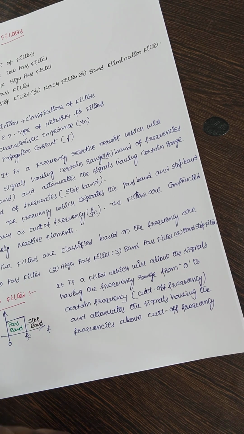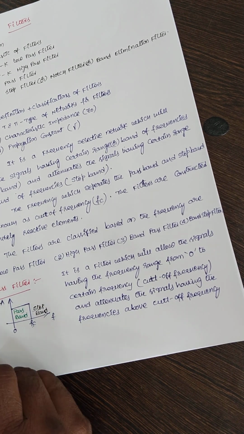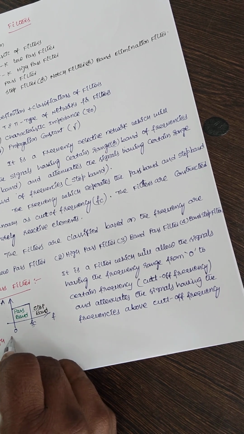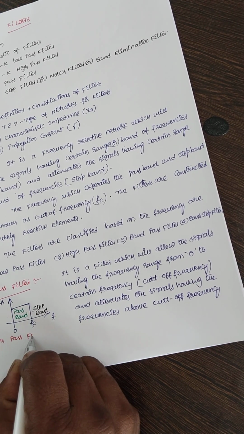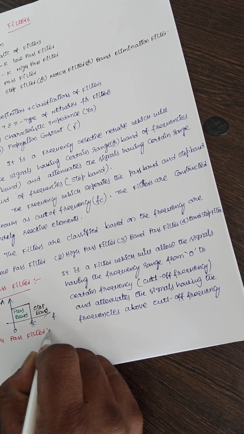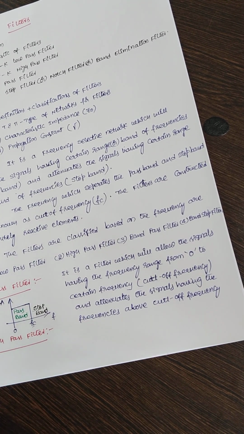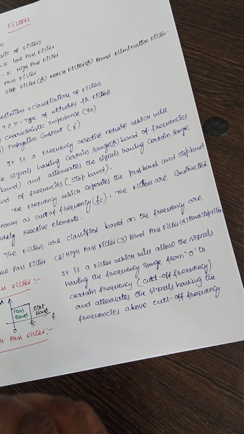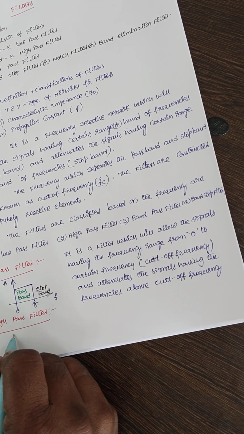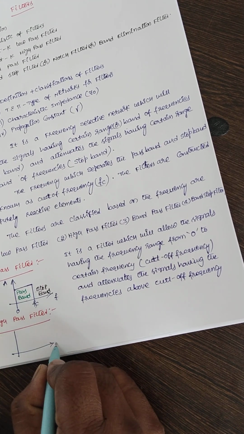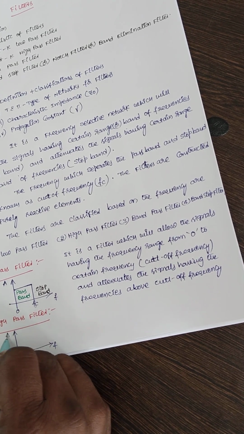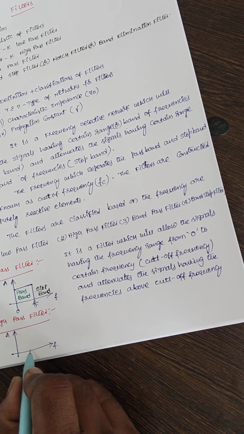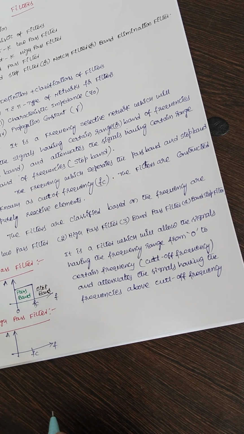Next thing is the high pass filter. It is opposite to the low pass filter. Let me draw the graph between amplitude versus frequency. So this is the strength or amplitude of the signal, and this is the cutoff frequency Fc.